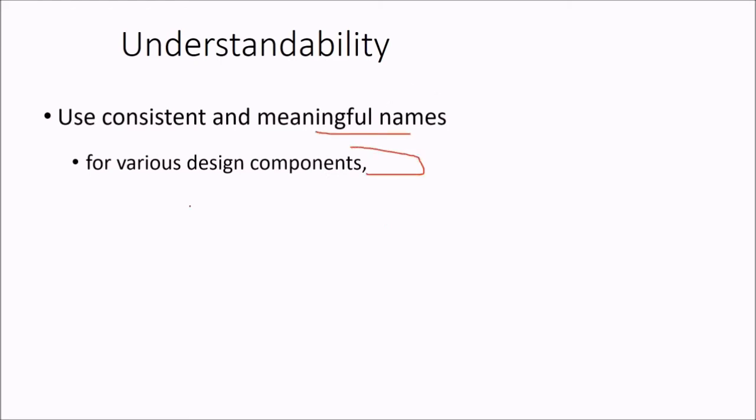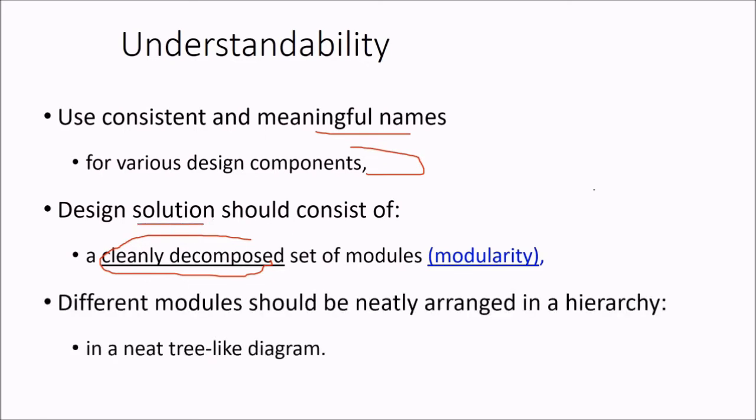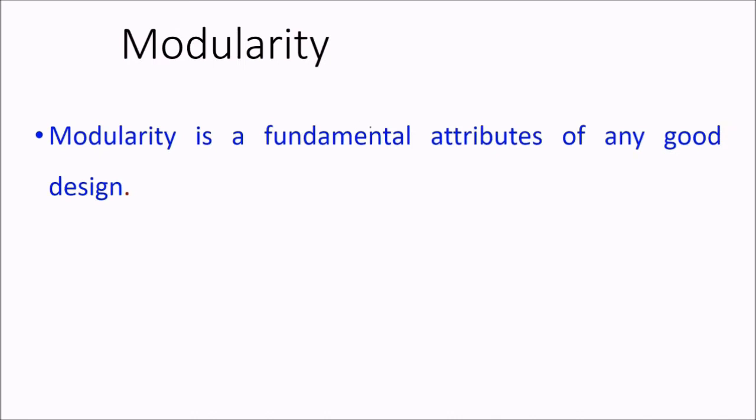And design should consist of a cleanly decomposed set of modules. There has to be modularity, as we have seen in our structured way of programming, that each module should be well made and well connected also. So we'll talk about cohesion and coupling in a short while. But for now, a cleanly decomposed set of modules a good solution would tell. And these modules should be arranged in a proper hierarchy, like a neat tree-like diagram. Module means procedure, function. These are synonyms actually in computer science. So modularity is a fundamental attribute of any good design.